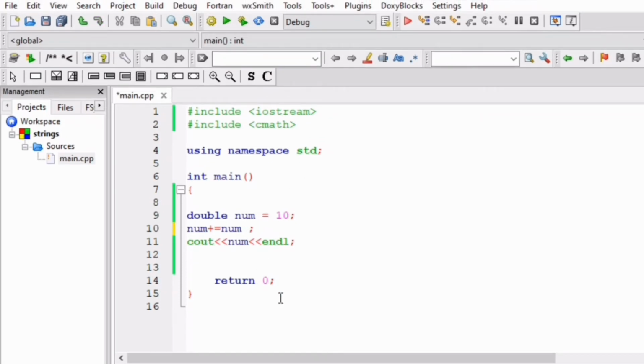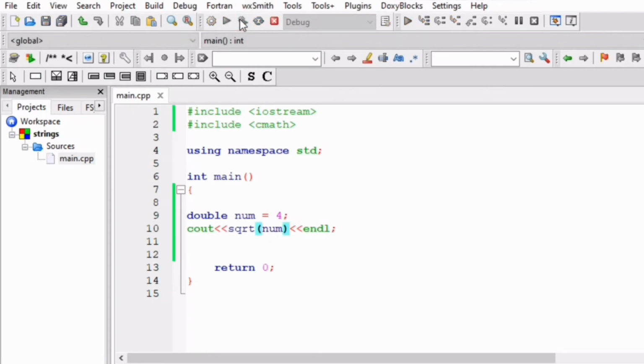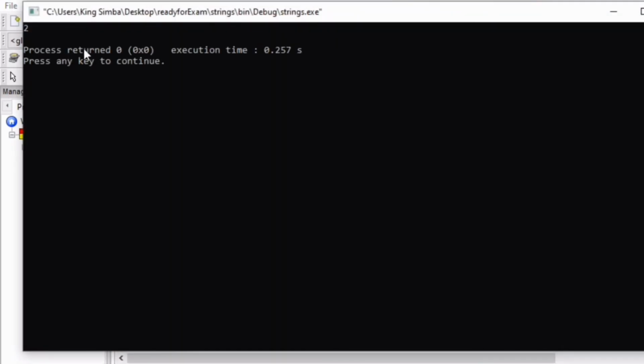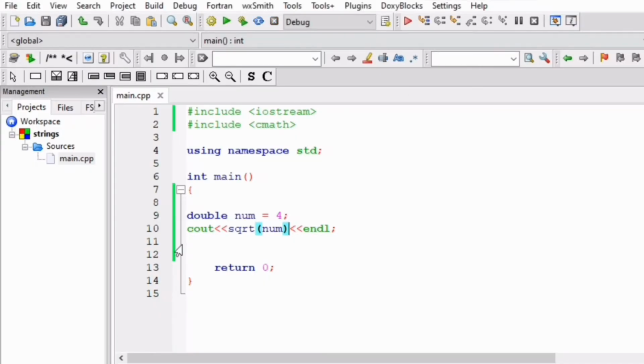Let's see. I want to try something. Let's find the square root of num. So I'm going to write sqrt, then brackets. Let's run this. It's supposed to be 2. As you can see, the square root of 4 is 2. Then what else?